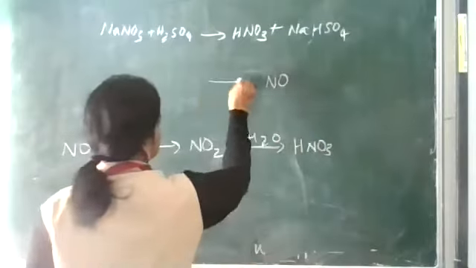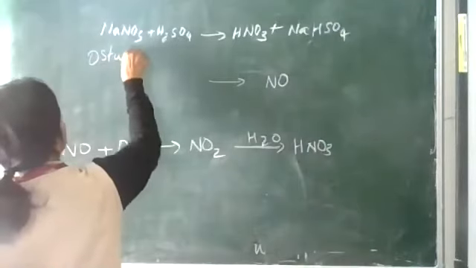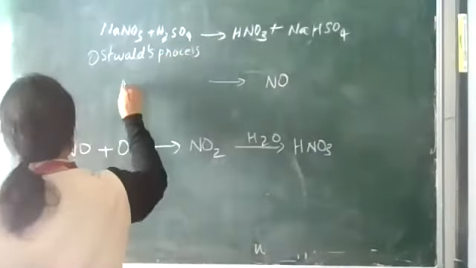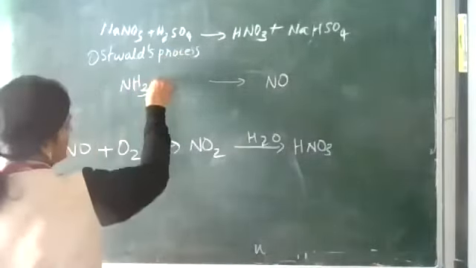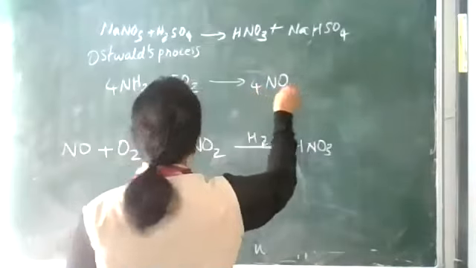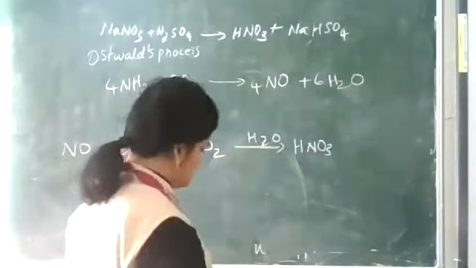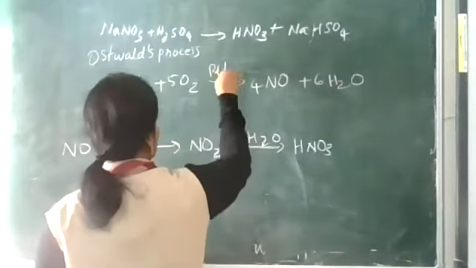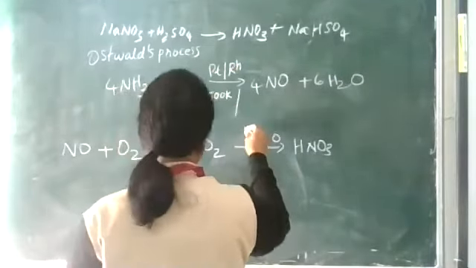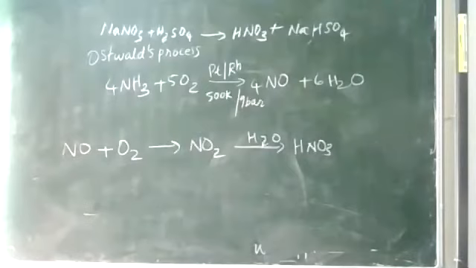So first method is preparation of NO by the Ostwald process. Ostwald process is starting with NH3 and O2, with a platinum-rhodium catalyst, at 500 Kelvin and 9 bar pressure. You get this NO.